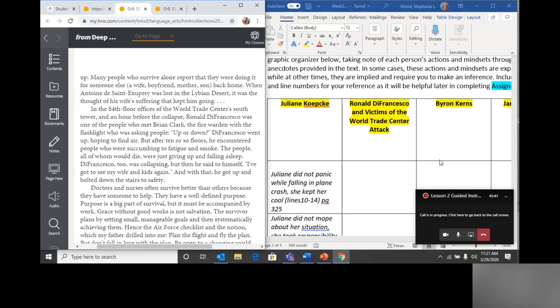So if you don't have enough room to add it to Byron Kearns, you can add this detail to Ronald DeFrancesco.